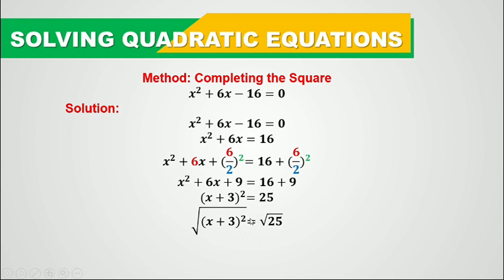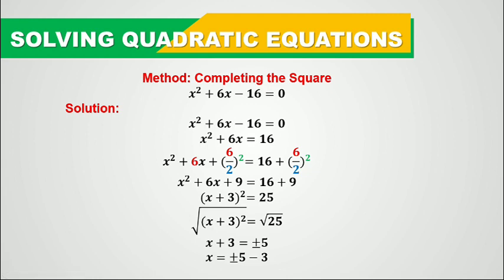So that leaves x plus 3 equals the square root of 25, which is positive or negative 5. Because if you're dealing with quadratic equations, you have to consider that the possible number of roots is 2. And then we have to transpose 3 from the left side of the equation to the right side. So this becomes x equals positive or negative 5 minus 3. In this way, we can now tell that we have 2 possible roots for the given quadratic equation.